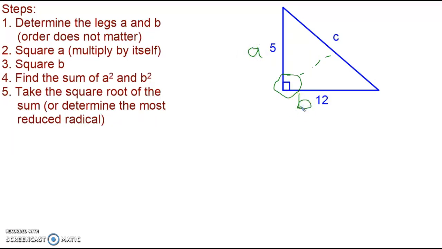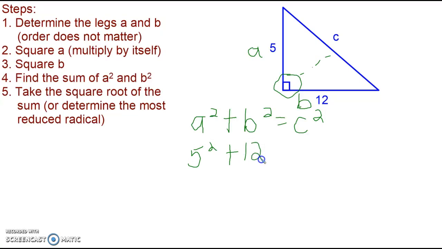All right, so next thing we need to do is, I'm going to write it as the formula this time. So we have A squared plus B squared is equal to C squared. So what I'm going to do is write in 5 squared plus 12 squared is equal to C squared. And now I'm going to find these squares. So we have 5 squared, which is 25.